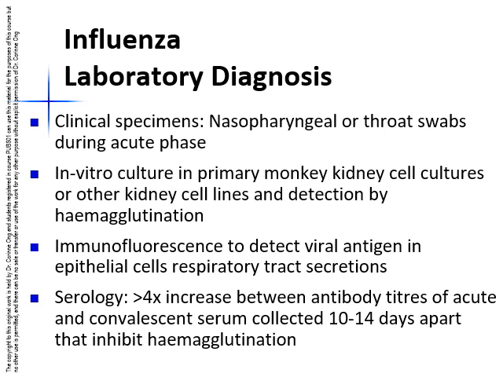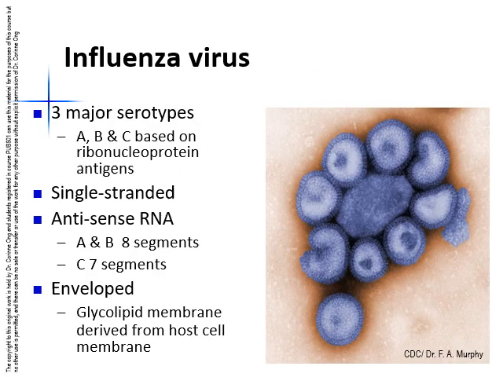Immunological assays, such as immunofluorescence and serology, can be used to either detect viral antigen in the respiratory tract secretions from epithelial cells, or a greater than 4-fold increase in antibody titers between convalescent and acute serum samples collected 10 to 14 days apart using hemagglutination inhibition assays.